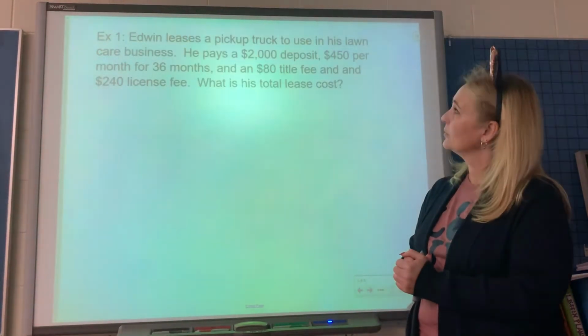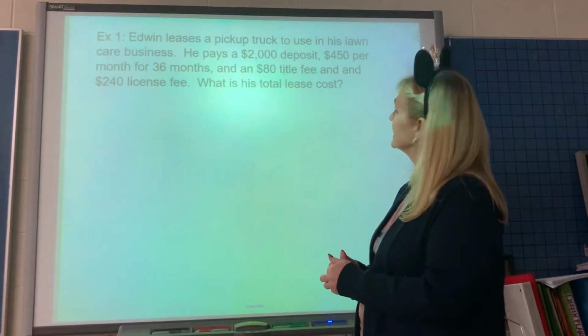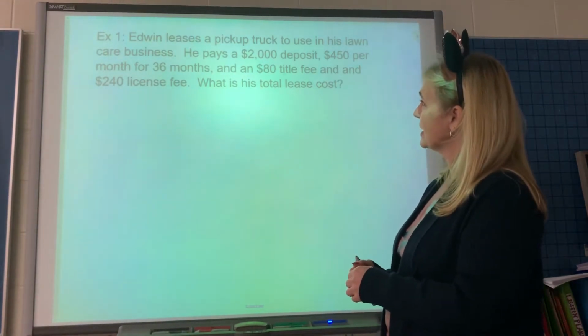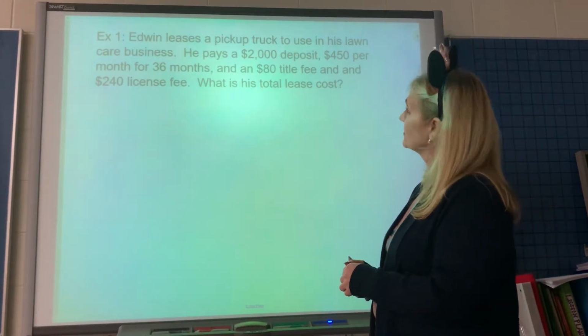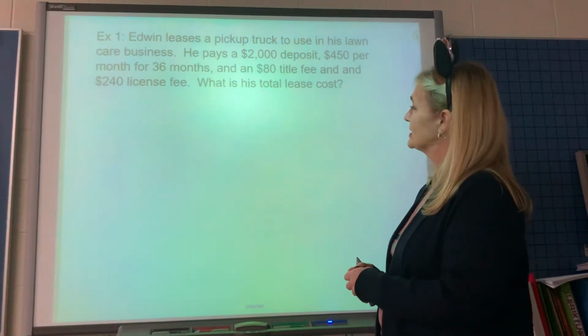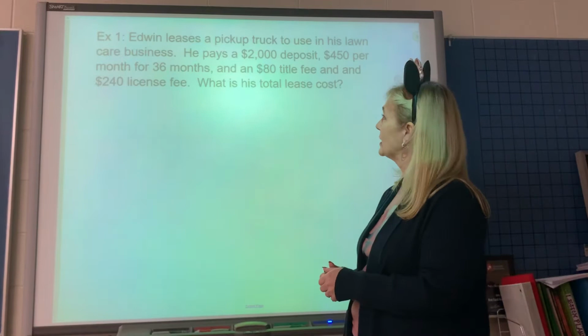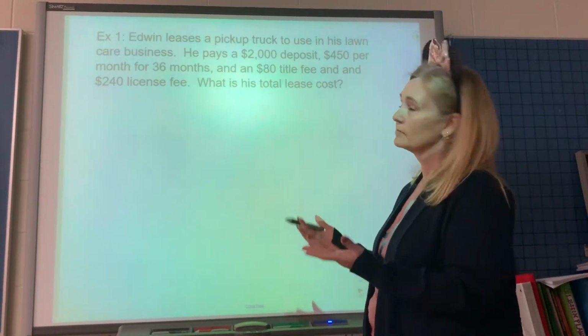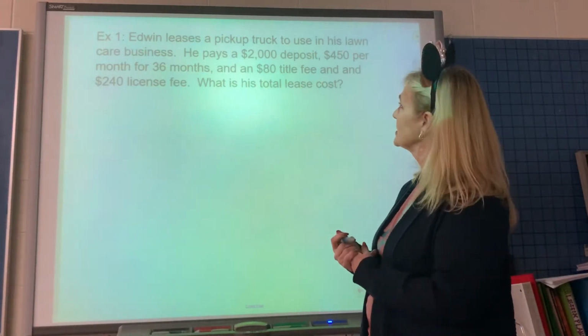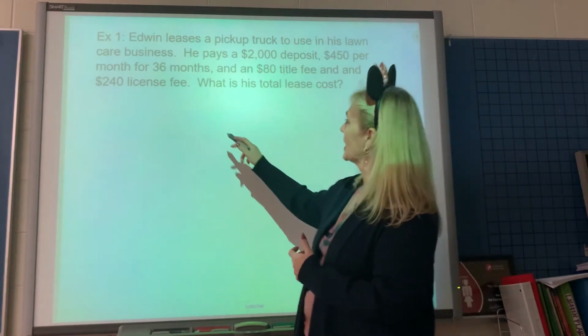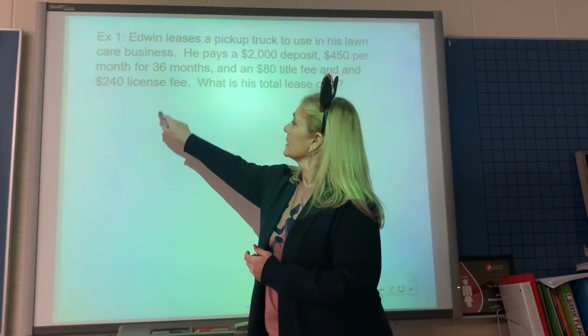Here's an example. Edwin leases a pickup truck to use in his lawn care business. He pays a $2,000 deposit, $450 per month for 36 months, and an $80 title fee and $240 license fee. What is his total lease cost? Total cost, you're just going to add up all of the different expenses.